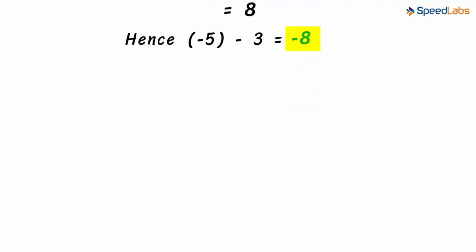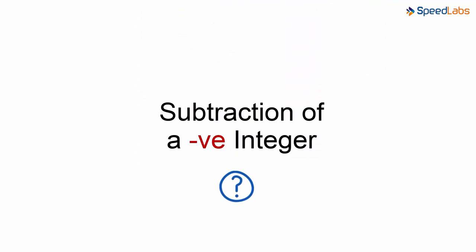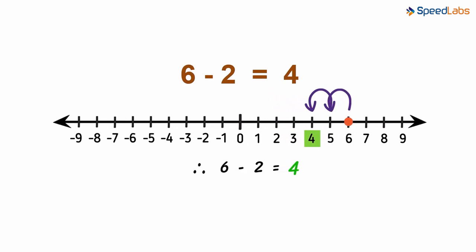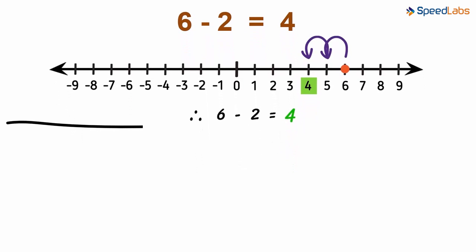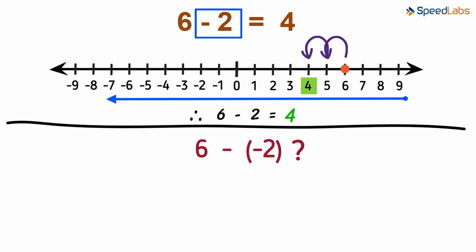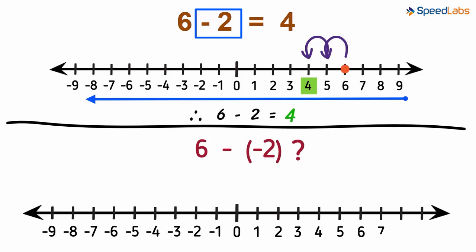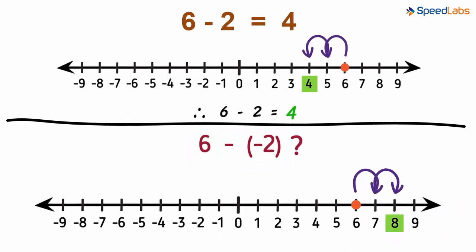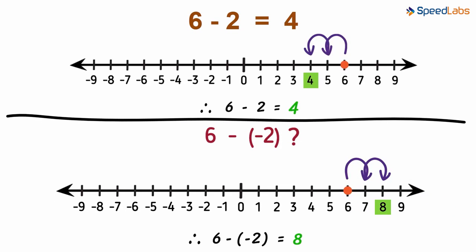What if we want to subtract a negative integer? In our previous lesson, we worked out 2 less than 6 as 4. This is how it looked on a number line. Now, what if we had to solve this? To subtract 2 from 6, we move towards the left on the number line. So can we again move towards the left to subtract negative 2? No, we can't. We are subtracting negative 2 this time, not 2. In this case, we will move 2 steps towards the right from here. We will get the answer as 8. So subtracting negative 2 from 6 gives us 8.